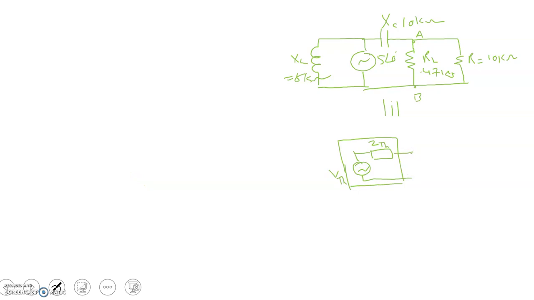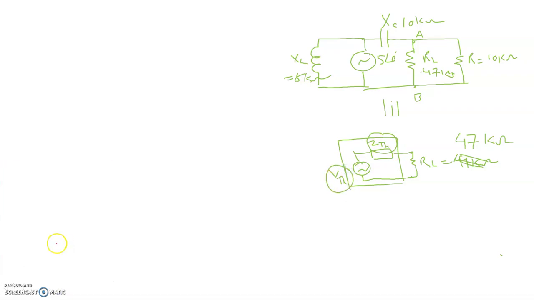And this is again the point where RL has been connected, and this is 47 kilo ohms. Okay, so let us see how we can solve it. Basically our problem is we have to find out these two values, ZTH and VTH.